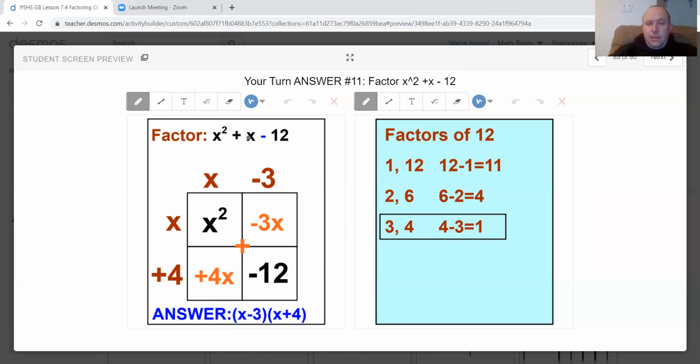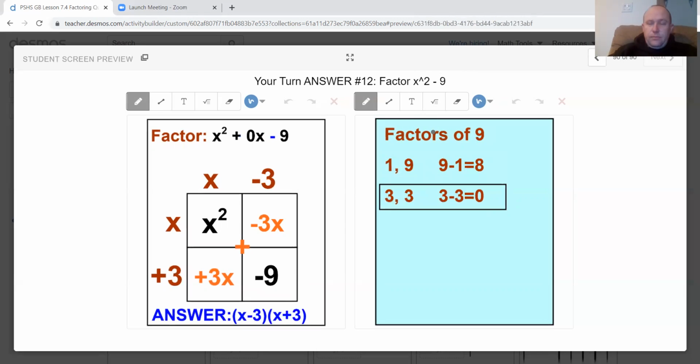Plus x, remember this means that it's 1x. And then the numbers that multiply to make 12, you can see down the side here, and I stopped at 3 and 4. 4 take away 3 gives me 1, which is what I'm looking for this time. I'm looking for positive 1. So I stuck with positive 4 and negative 3, and then I can get my answer from there.